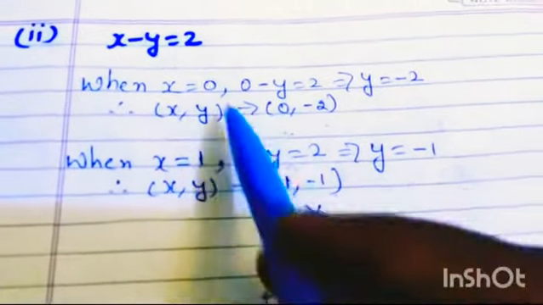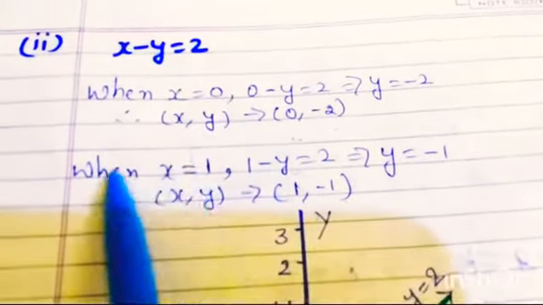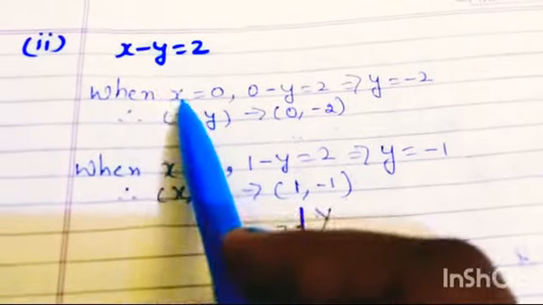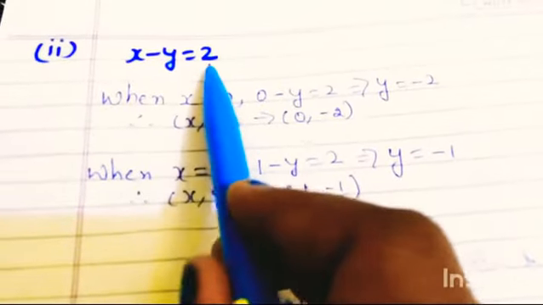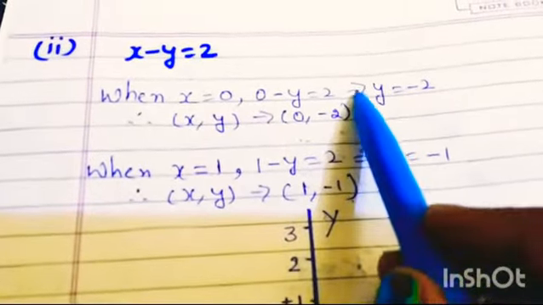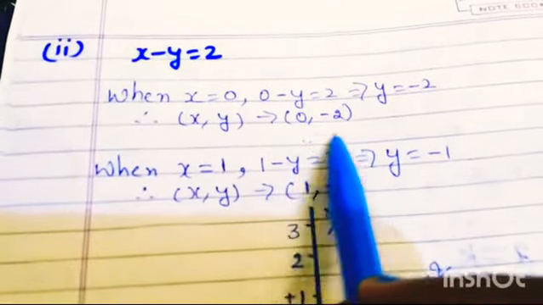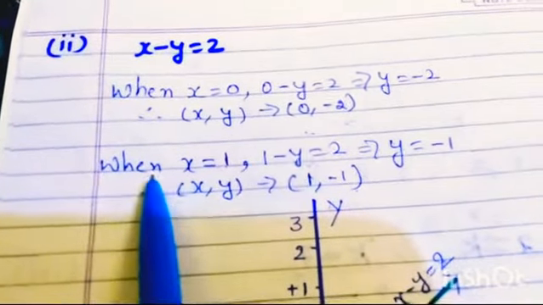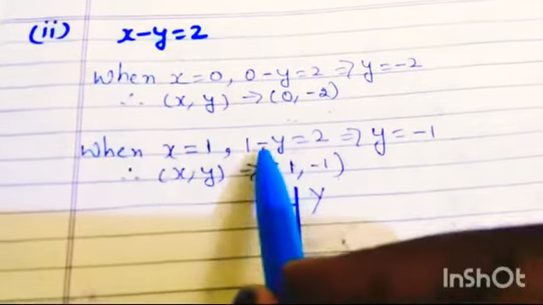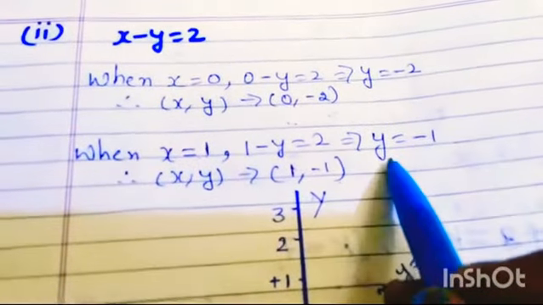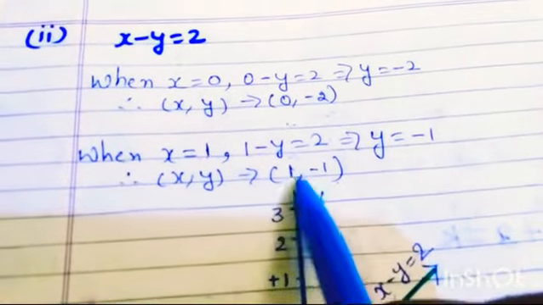Then the second question is x minus y equal to 2. In the same way we will put values x equal to 0, then x equal to 1. When we put x equal to 0 in this equation, we get 0 minus y equal to 2, and therefore the value of y equal to minus 2. Therefore the x, y point is 0 comma minus 2. The first point is this. Secondly we will take x equal to 1. Then again we put the value in this equation. We get 1 minus y equal to 2. Therefore y equal to 1 minus 2, which is minus 1. Therefore the required point is 1 comma minus 1.